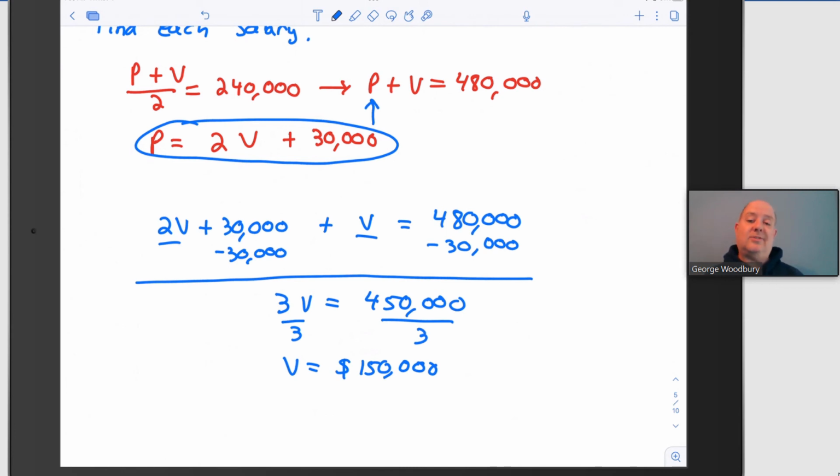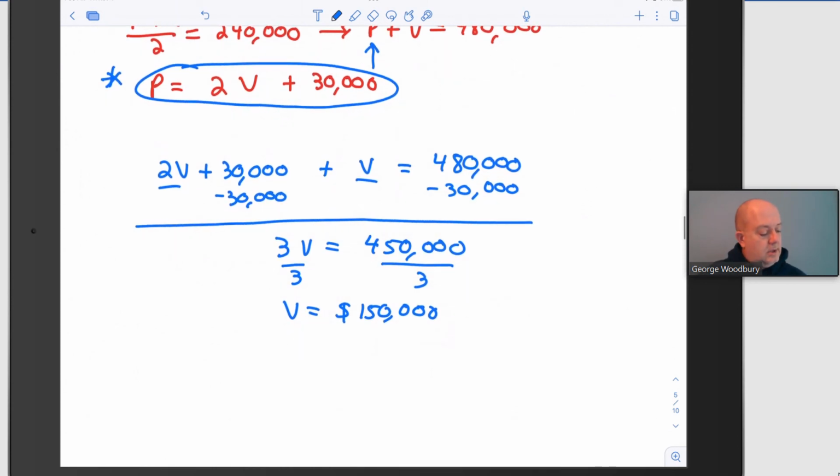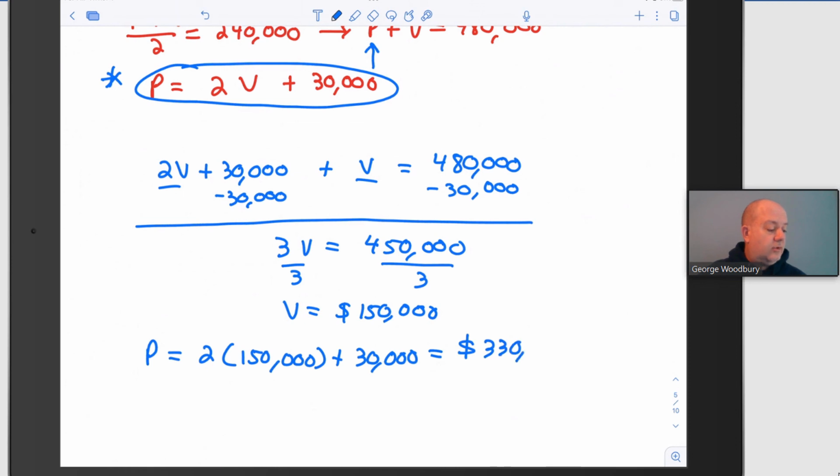To get the president's salary, I'm going to go back to the equation I used to make the substitution. The president's salary is 2 times that 150,000 plus 30,000. And when you do the math on that, you'll get 330,000. Not bad.